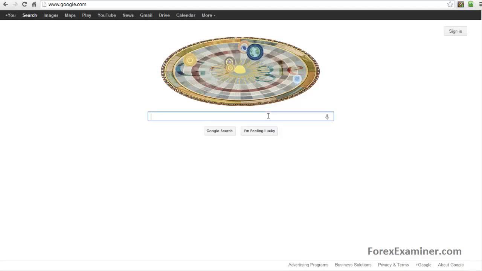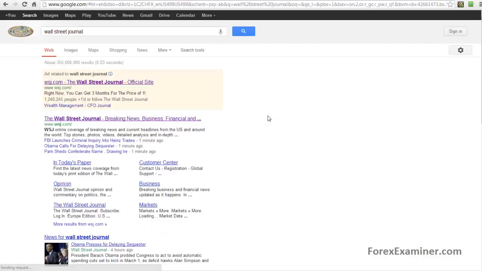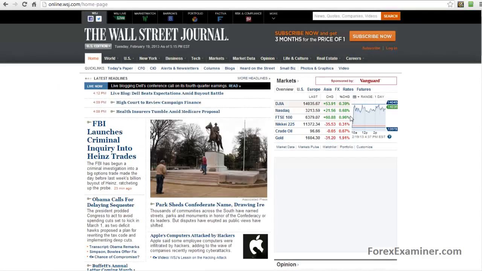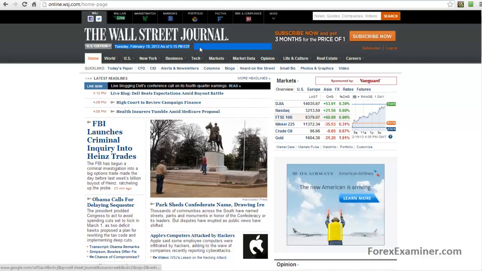Okay, the first thing we'd like to do today is to establish the date and time. It's important. So we'll pop over to the Wall Street Journal, and depending upon the speed of the internet connection and of the journal servers, we'll see how quickly we get connected, and that's pretty quick. Okay, so it is Tuesday, February 19th, 2013, and it is 5:15 p.m. Eastern Standard Time. Exactly what we wanted to see.